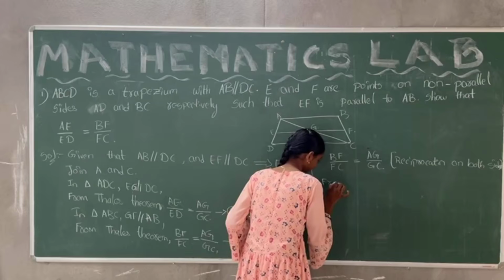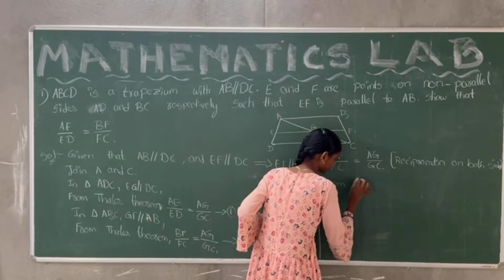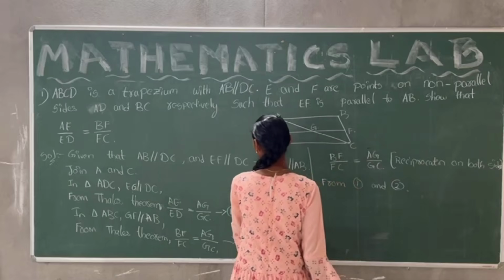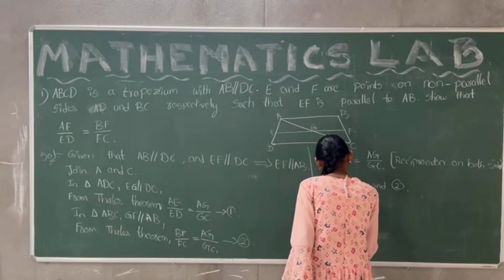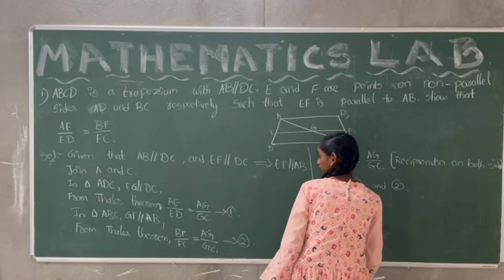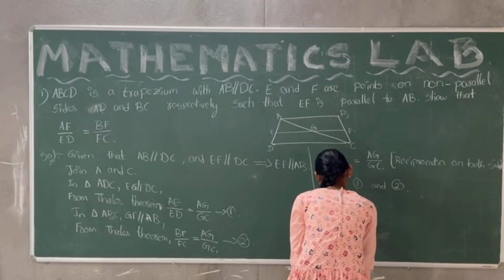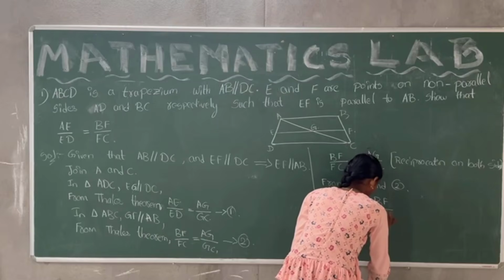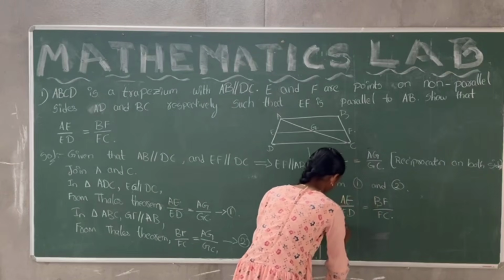From equation 1 and 2, AE by ED equals BF by FC. Hence proved.